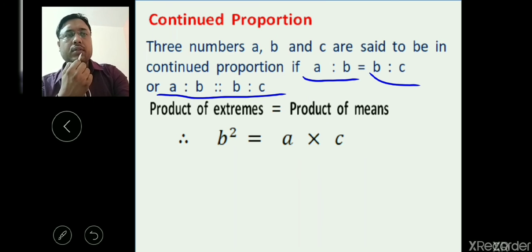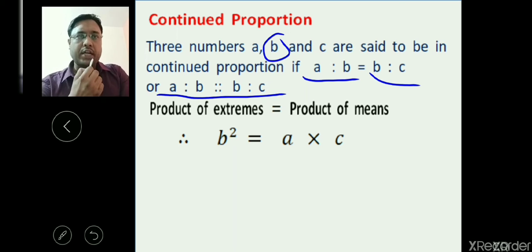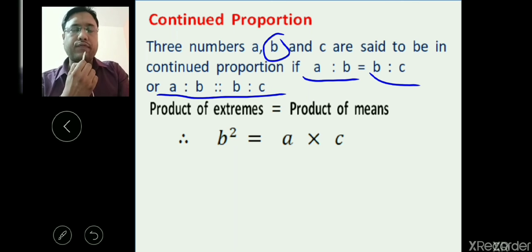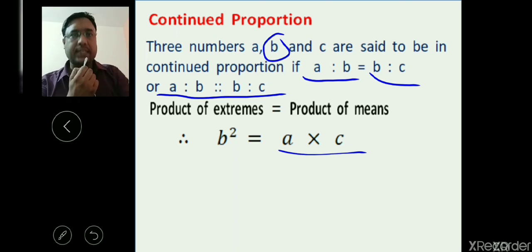This we have got, and this is the result of continued proportion, that always the square of middle term, if three numbers A, B and C are in continued proportion, then the middle number is B only in that case, then the square of middle number, that is B square, is equal to the product of first and third. So B square equals A into C.